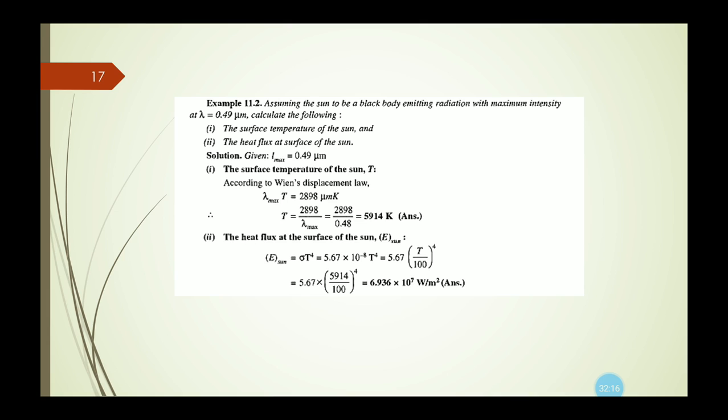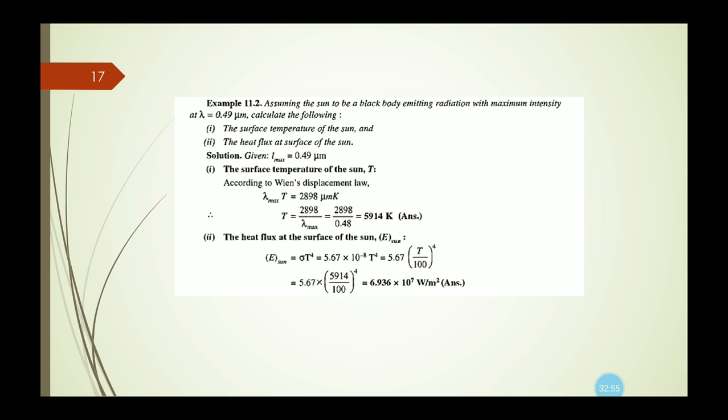Now to calculate the first part, the surface temperature of the sun, T, we need to use Wien's displacement law. So lambda max multiplied by T is 2898 micrometer Kelvin as per Wien's displacement law. From this you can calculate the temperature, that is the surface temperature of the sun, by putting the value of lambda max, and it is coming as 5914 Kelvin.